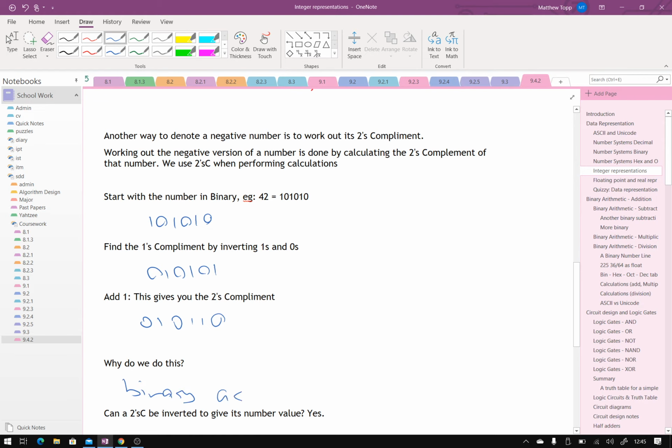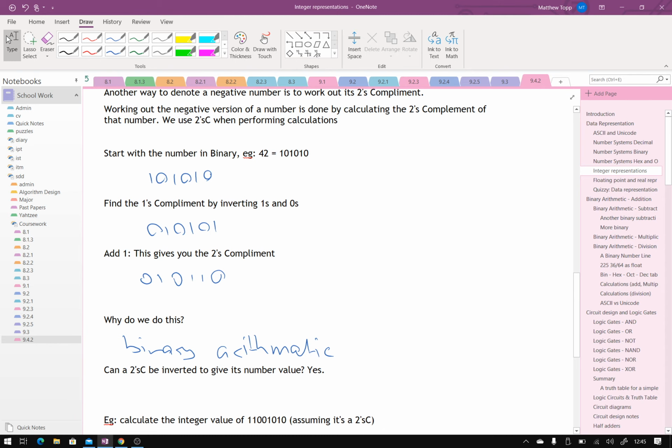I don't know how to spell this word. Arithmetic, I think. Is it an E?